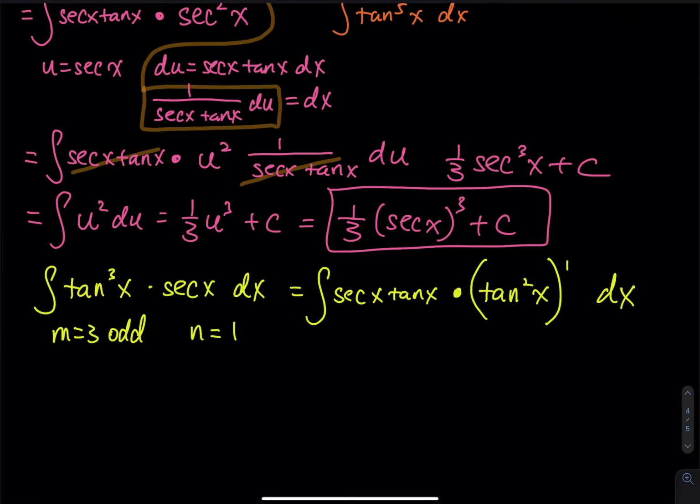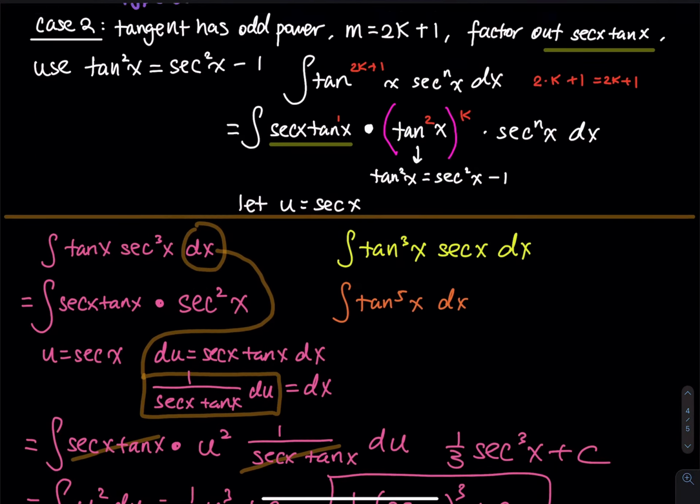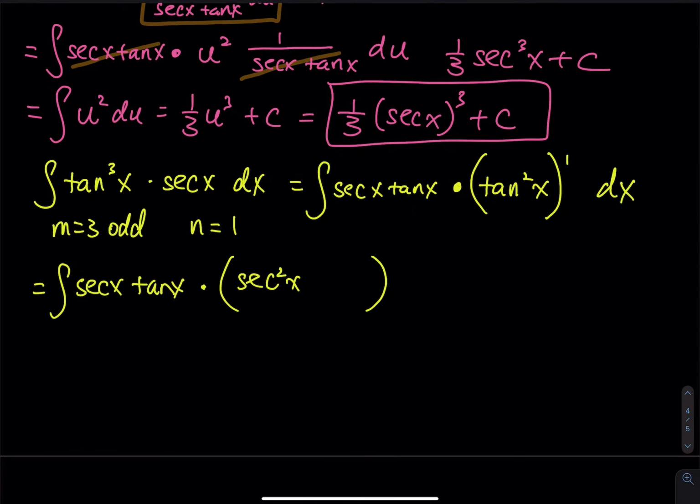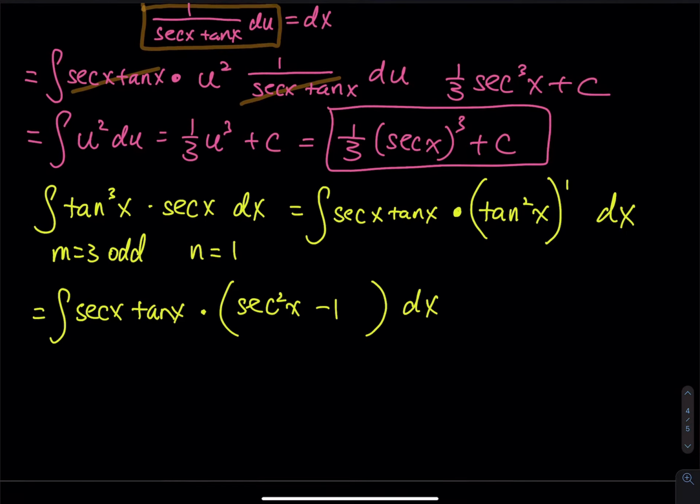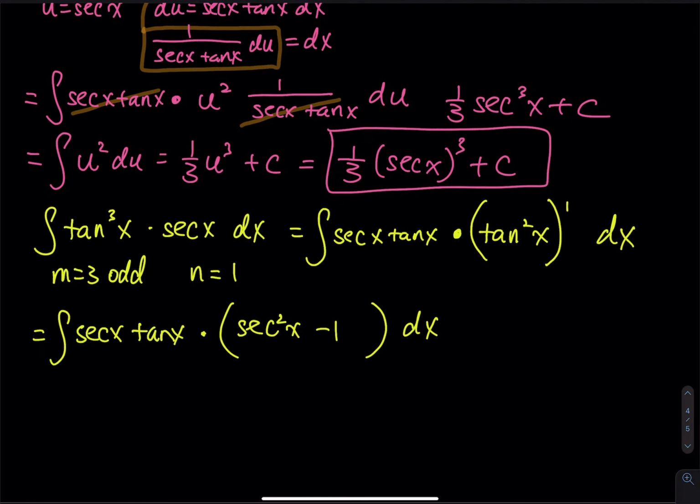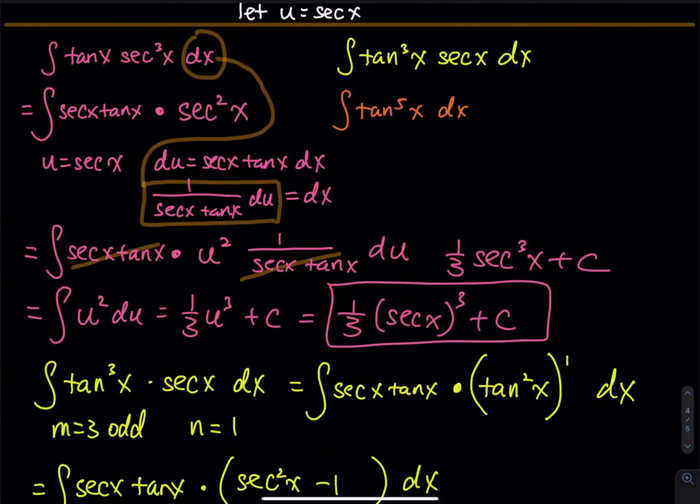So we have secant x tangent x, and then multiply by the tangent square, which becomes secant square x minus 1, and then dx. And then what else do we have to do? According to case 2, we have to do a substitution, and we let u equal secant x.